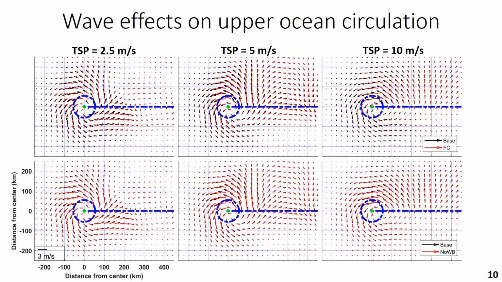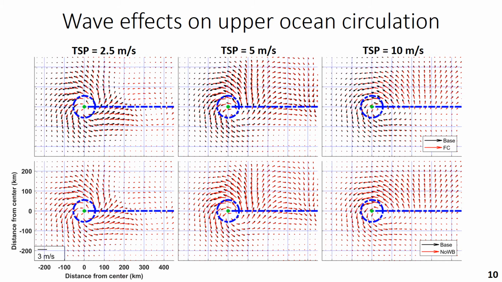So what I do next is I look here at the surface currents, where the black vectors are the surface currents in the base experiment. So that's, again, the circulation only case. And in the top 3 panels, the red vectors are the surface currents from the fully coupled experiment. In the bottom row, again, the black vectors are surface currents from the base experiment, but this time the red vectors are the surface currents from the no wave breaking experiment.